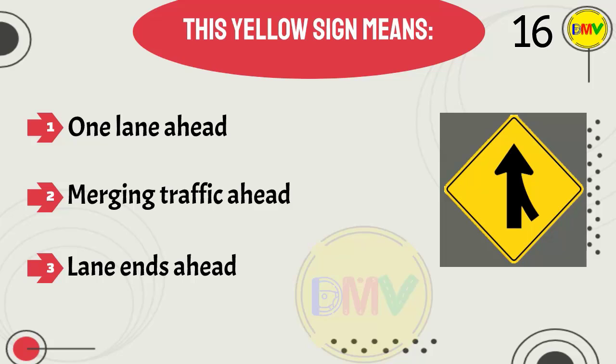The question 16. This yellow sign means 1. One lane ahead. 2. Merging traffic ahead. 3. Lane ends ahead.